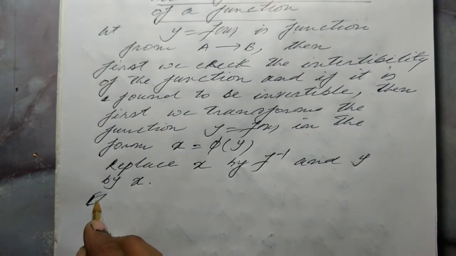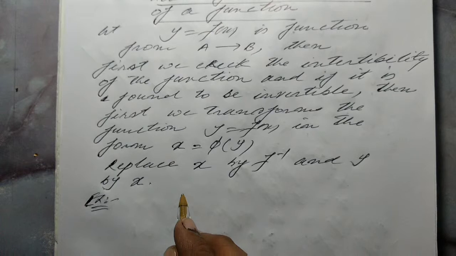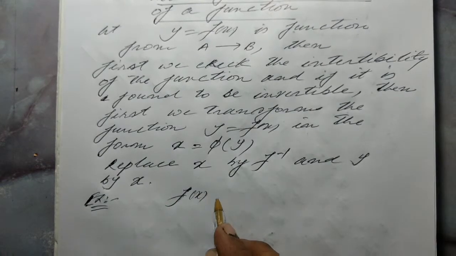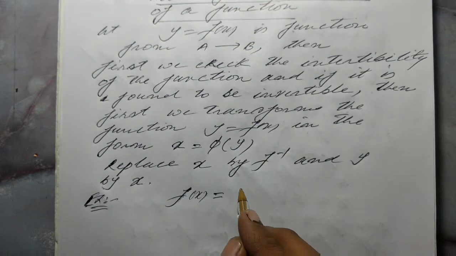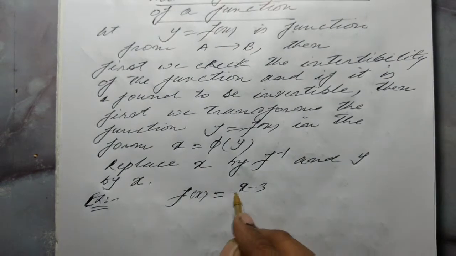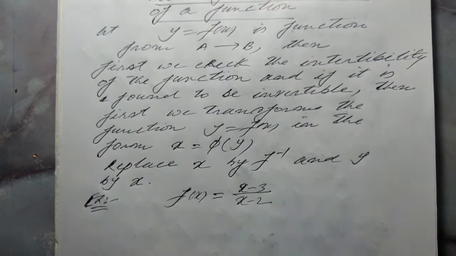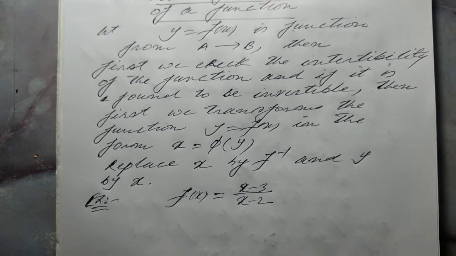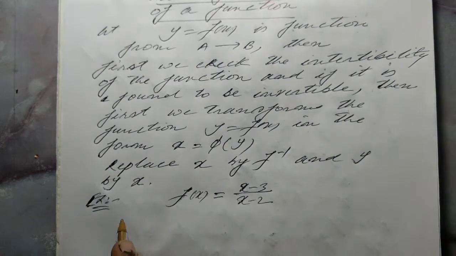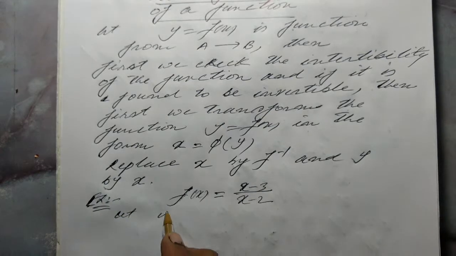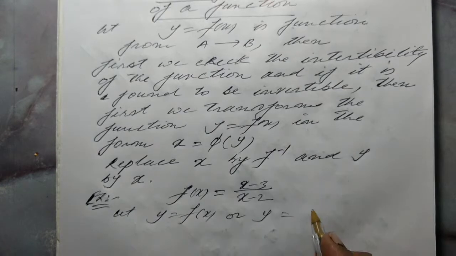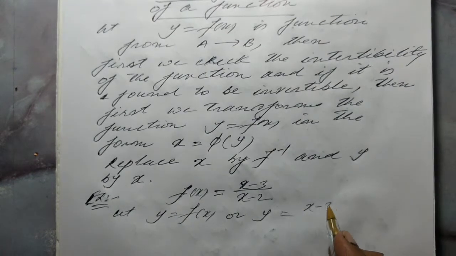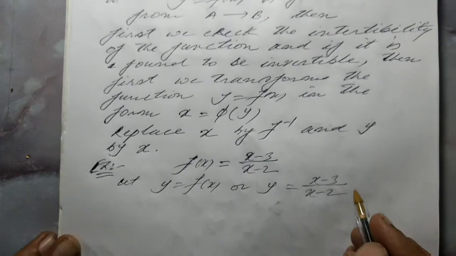Let us take an example. Let f(x) is equal to (x minus 3) upon (x minus 2), as we have taken this example in the previous topic. So let y is equal to f(x), or y is equal to (x minus 3) upon (x minus 2).